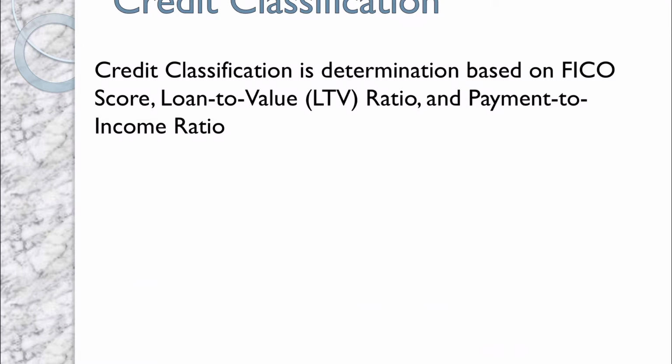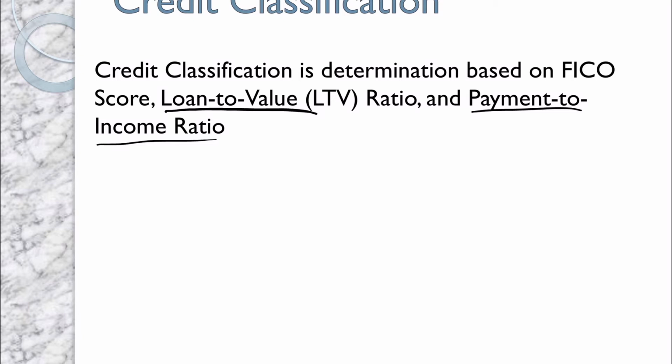The average FICO score is around 700. We'll talk about some different ways that you can raise your credit score in the following slide, but that is one aspect of what goes into credit classification. The second aspect would be the loan to value ratio. This is simply the size of the loan relative to the value of the property. And then the third category for credit classification is your payment to income ratio. This is your mortgage payment relative to your monthly income. So these three aspects go into credit classification and what interest rate is charged on a loan.